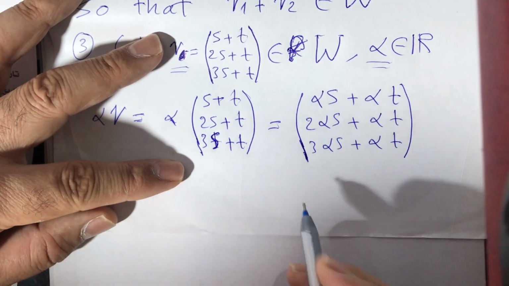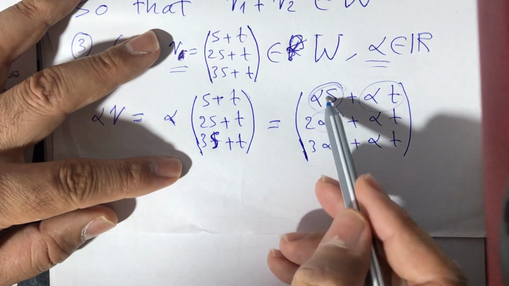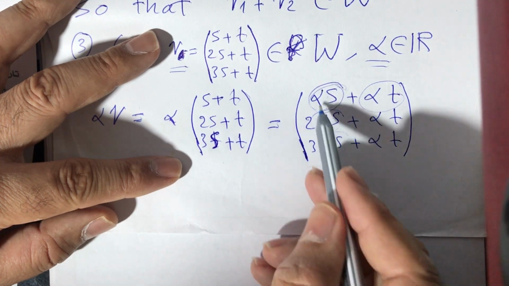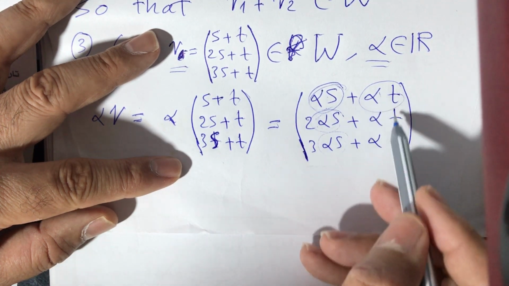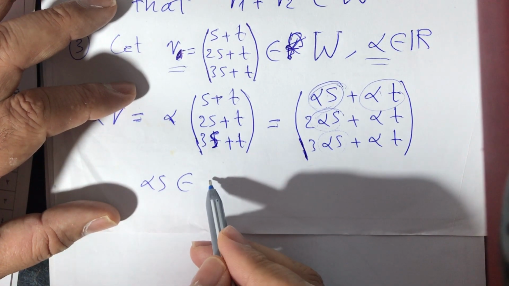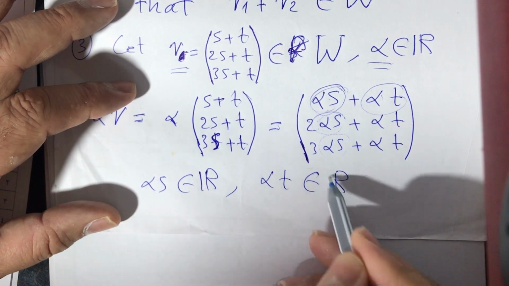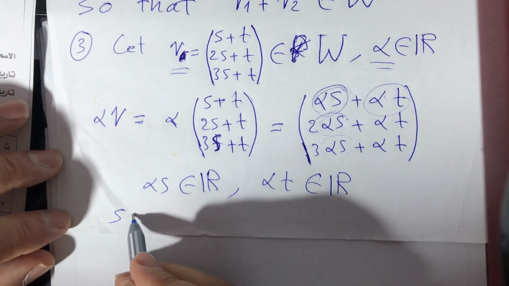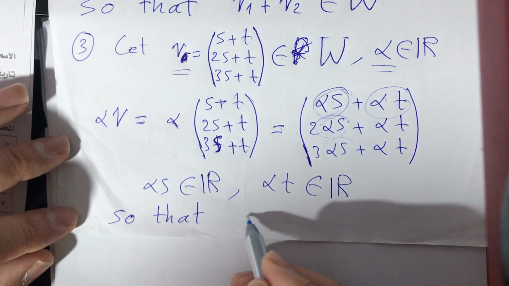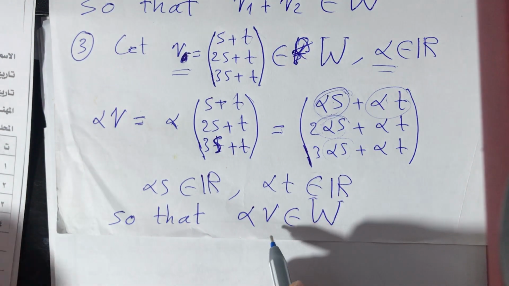And this is the same idea. Here alpha S is a multiple of S, and alpha T is a multiple of T. Alpha S belongs to R, and also alpha T belongs to R, so that alpha V belongs to W. This is page number 4.